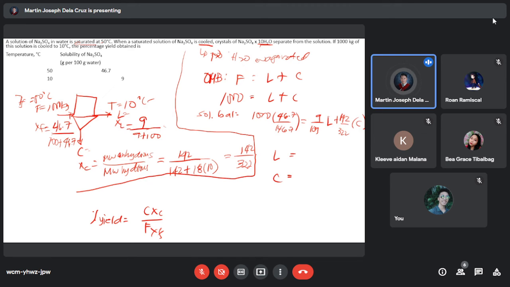So ang na-compute ko is 657.78 kilograms sodium sulfate decahydrate crystals. So automatically, your L is 1,000 minus 657.78, so this is 342.22 kilograms naman kay mother liquor natin.